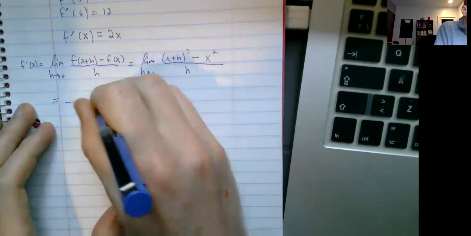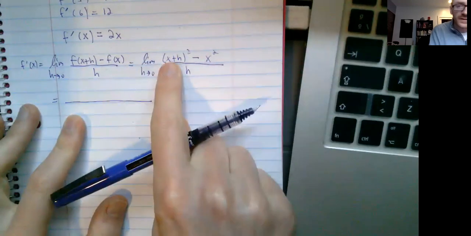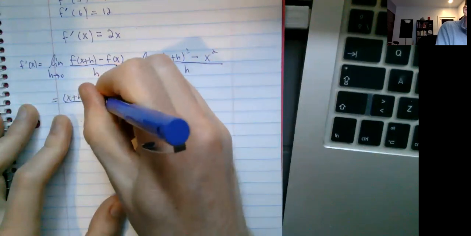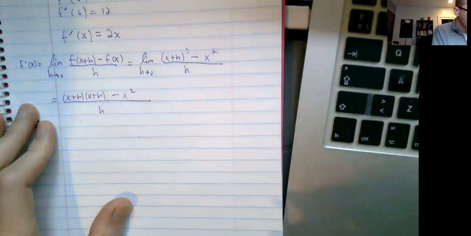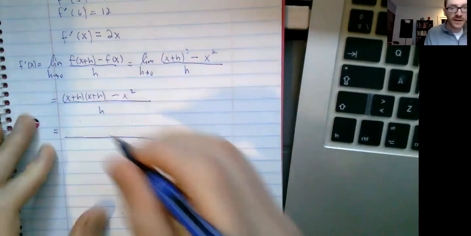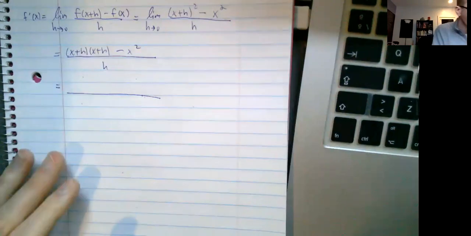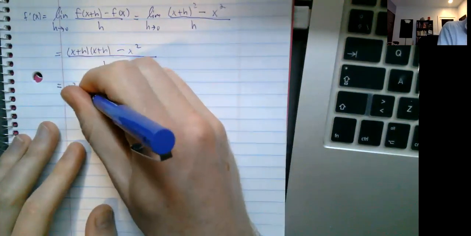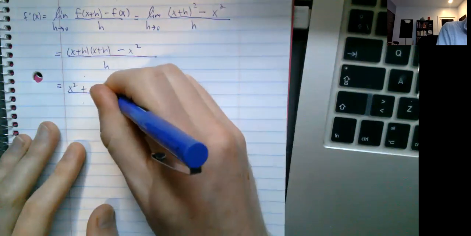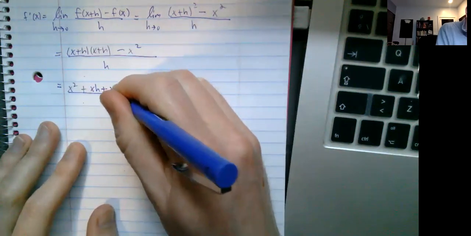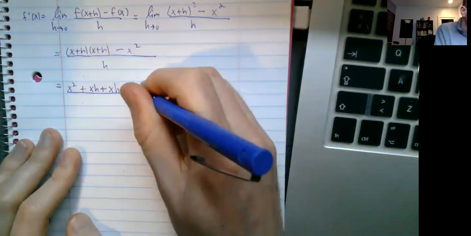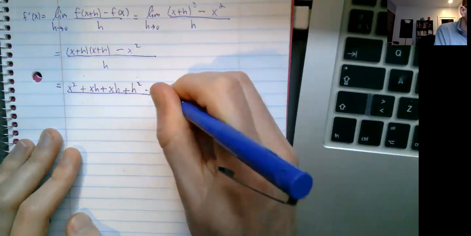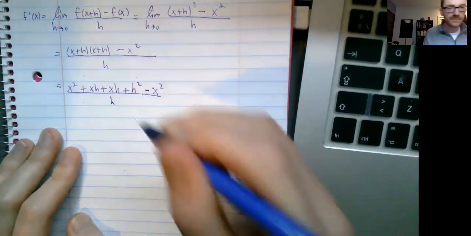So if you multiply this whole thing out, that's like x plus h times x plus h minus x squared over h. And if you multiply out the x plus h times itself, you're going to get x squared plus x times h plus h times x, which is also x times h. So you get two copies of that term, plus h times h, which is h squared, and then finally minus x squared all over h.